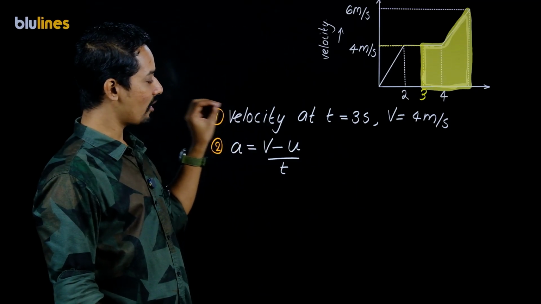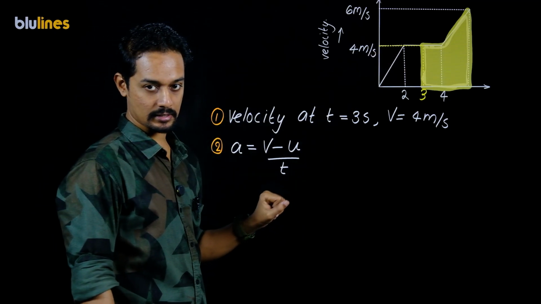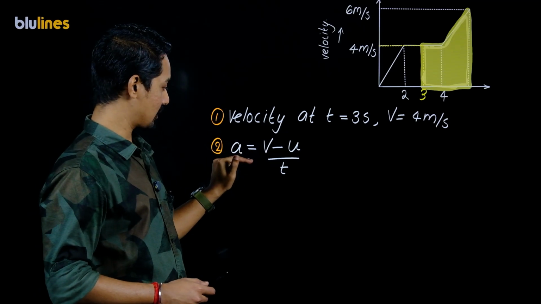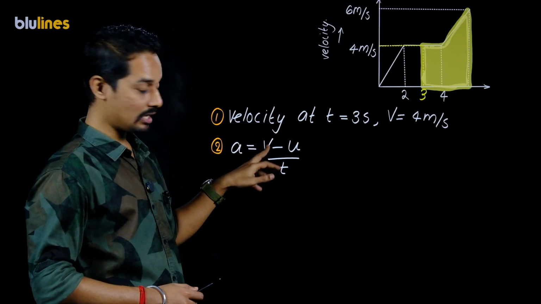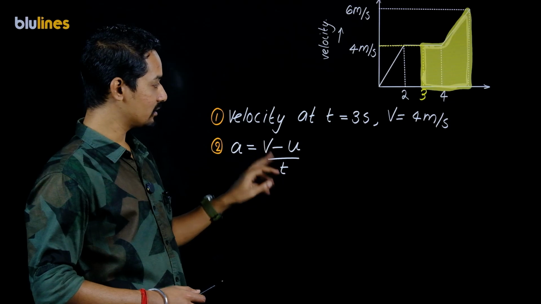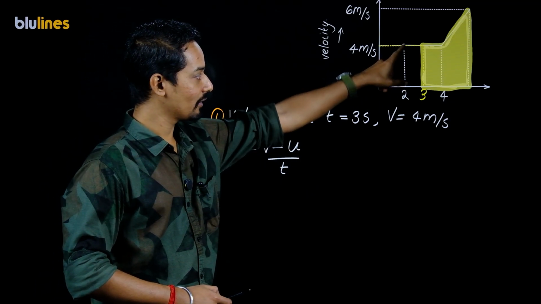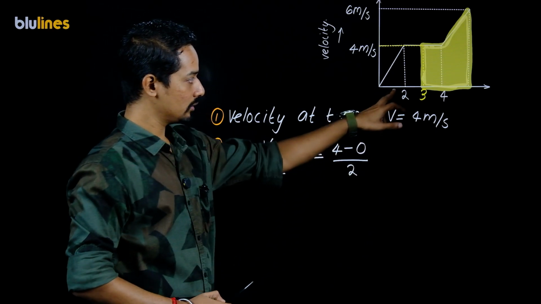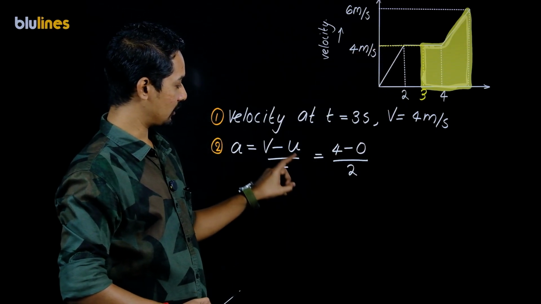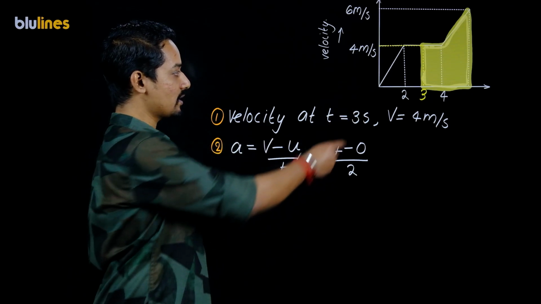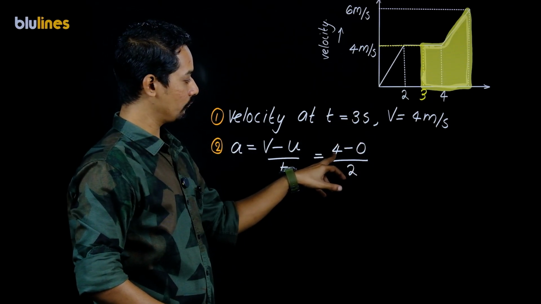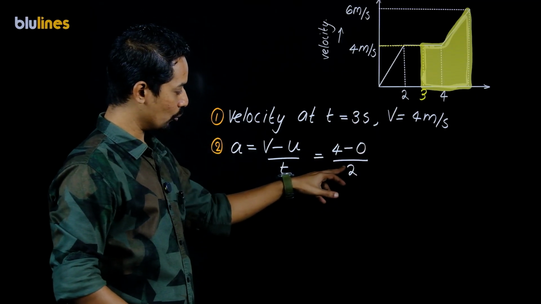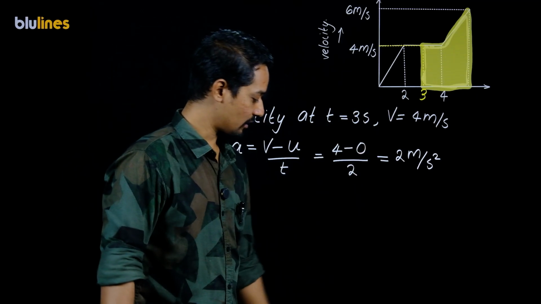Now we have been asked, what is the acceleration at 2 seconds? For finding the acceleration at 2 seconds, we note the formula for acceleration, that is v minus u by t, final velocity minus initial velocity by time. So the final velocity is the velocity at t equal to 2, that is 4 meter per second, and u is the initial velocity, that is at 0. So 4 minus 0 by 2 seconds. So that is 2. So we'll have 2 meter per second square.